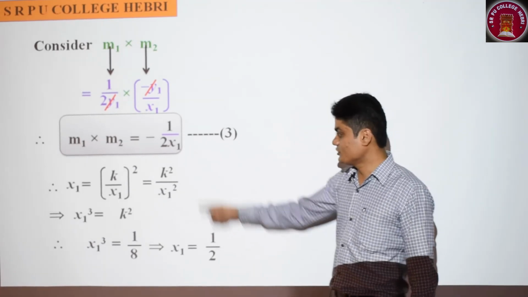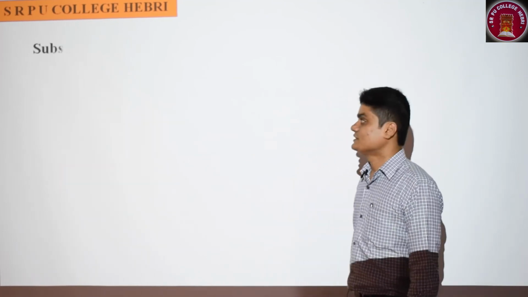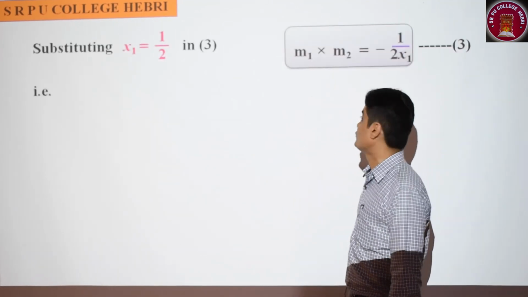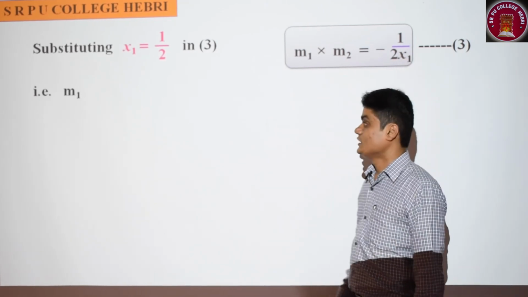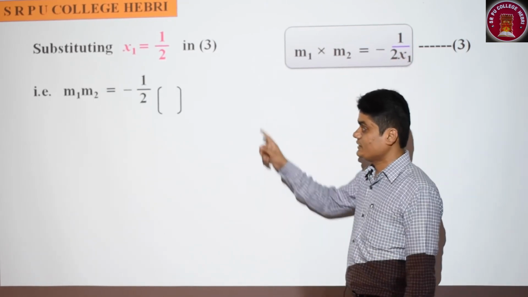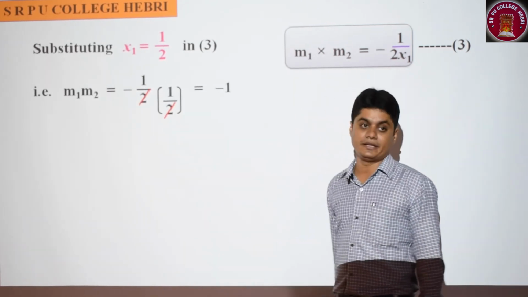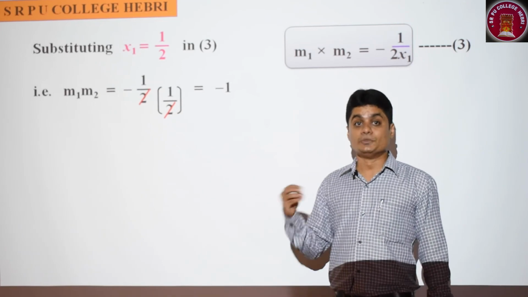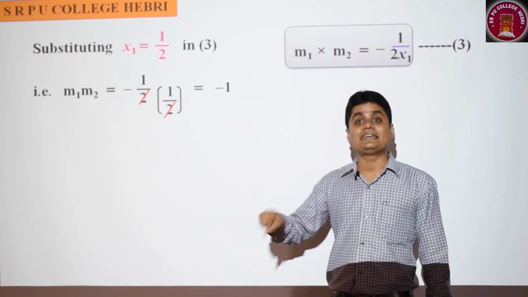Now substitute x1. Where should we substitute it? In condition number 3. Substitute the value of x1 equal to half in 3. What is 3? m1 into m2 is equal to minus 1 by 2 into x1. So m1 into m2 is equal to minus 1 by 2 into 1 by 2. The 2 cancels, and what remains is minus 1. So now you proved m1 m2 is equal to minus 1 using the condition 8k square is equal to 1.